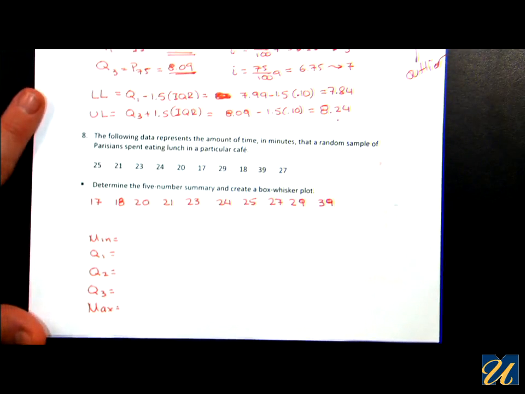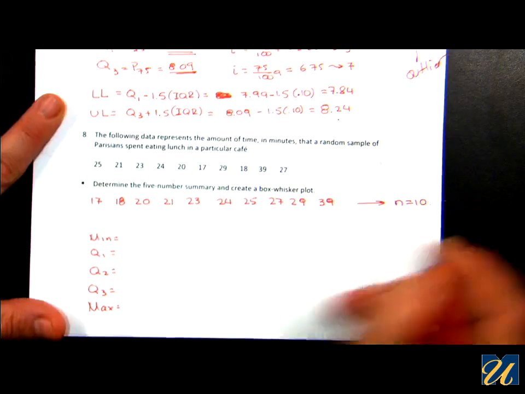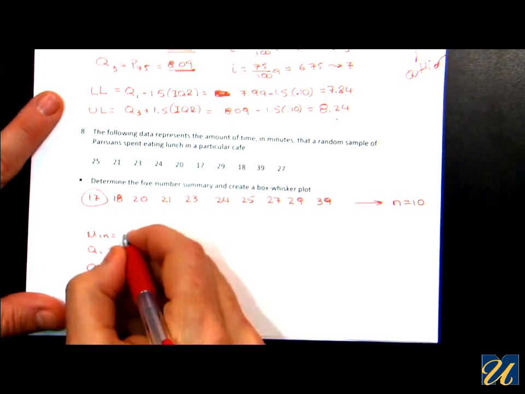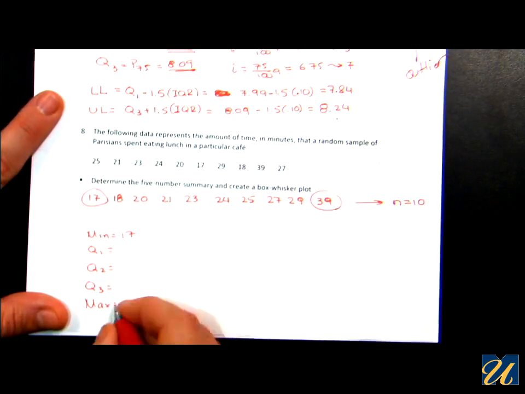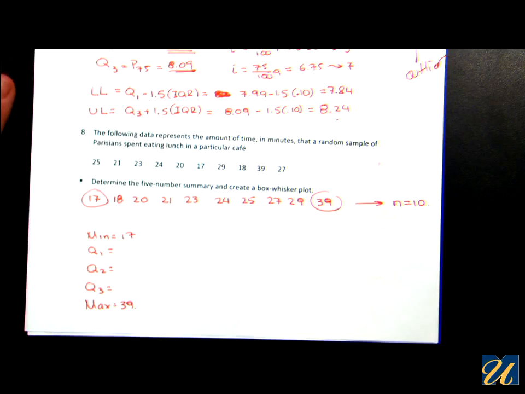Now, we have 10 entries. That means that n is equal to 10. What is the minimum entry? The minimum is 17, maximum is 39. How do I find Q1, Q2, and Q3? I need to find the corresponding percentiles.